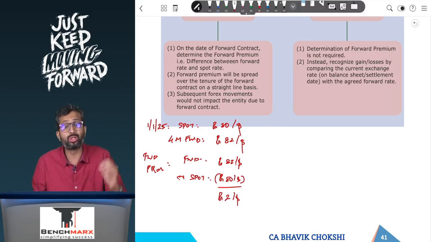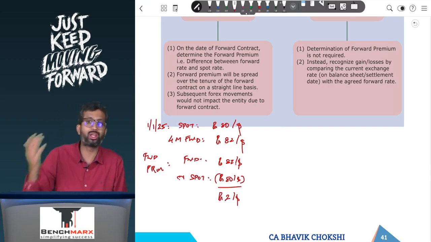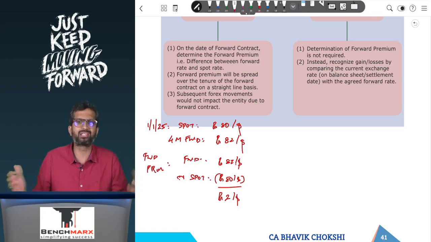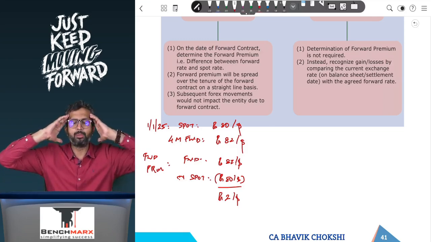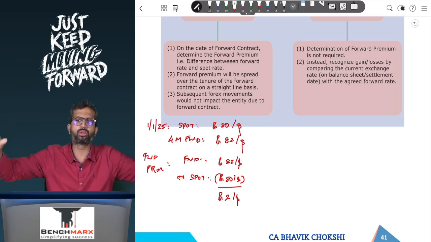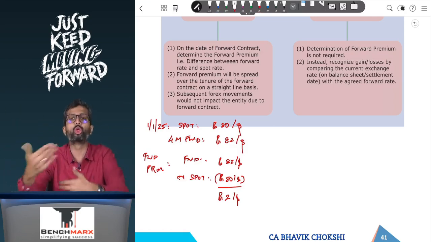Now what do you do with the 2? Will you record it immediately? Will you wait for 4 months? Well, it is like an insurance premium. It is helping me mitigate the uncertainty for the 4-month period, and hence you will record it over the 4 months.